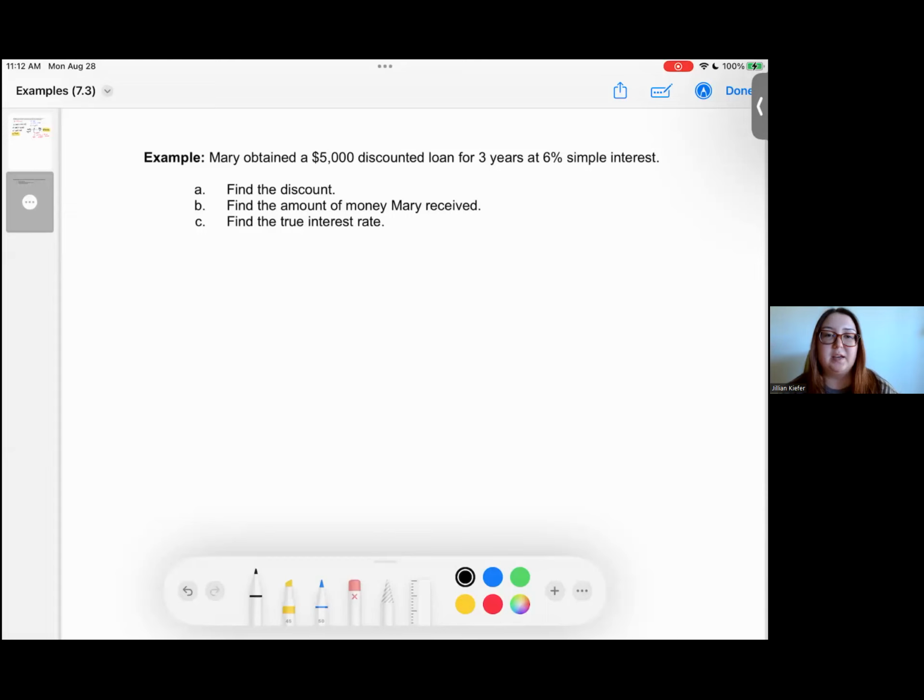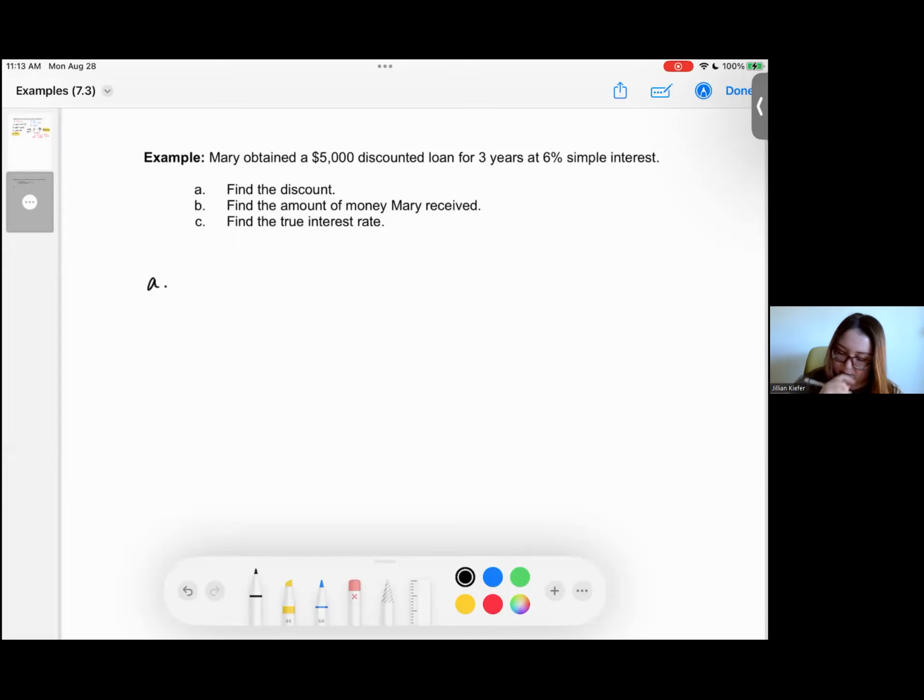All right, so here's our question. Mary obtained this $5,000 discounted loan for 3 years at a 6% simple interest. For A, we're going to find the discount. What we're going to do is calculate the simple interest that would have been gained on this loan, and then we will subtract it from the amount of the loan to get part B. So for part A, all we need to do is calculate the simple interest that would have been earned. That will be the discount.